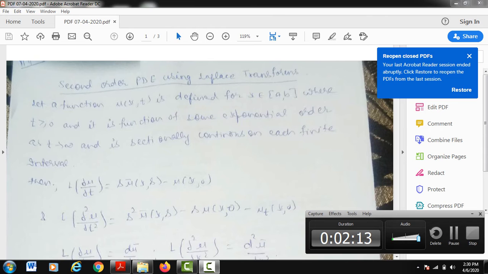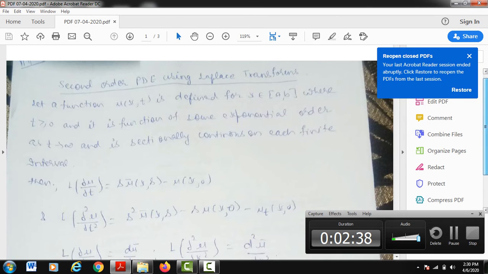Firstly, u(x,t) is a function which is defined on the closed interval a, b. It should be sectionally continuous on each finite interval. That is, if we divide the interval a, b into sub-intervals, in each sub-interval the function u(x,t) is continuous. And second, it is of some exponential order as t tends to infinity.